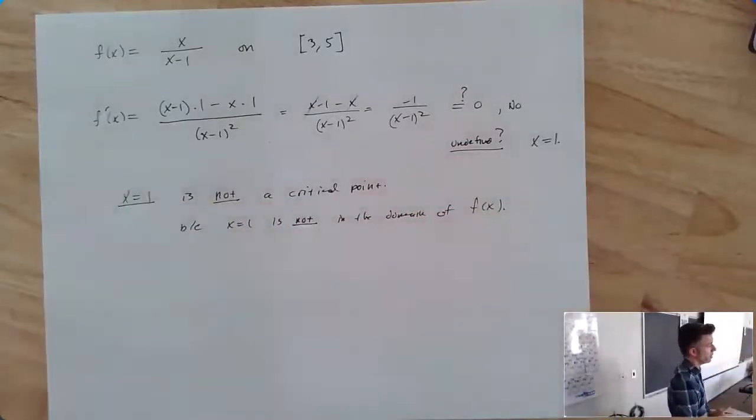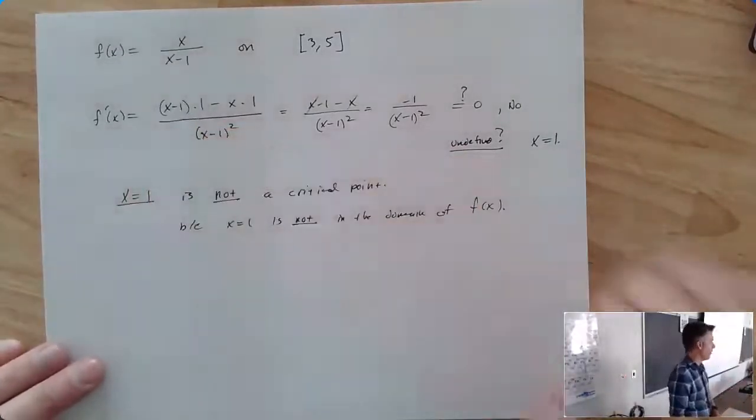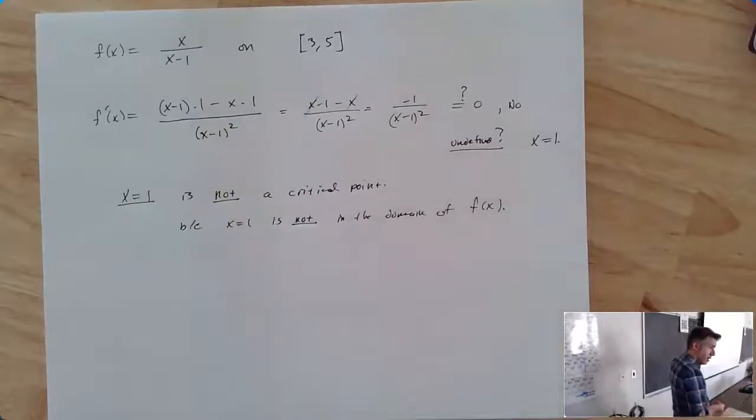Critical points are where the derivative of the function is either equal to 0 or undefined at a point that is in the domain of the original function. This original function basically has a vertical asymptote at x equals 1. So you don't really have a possible max or a possible min or anything there. You have a vertical asymptote.